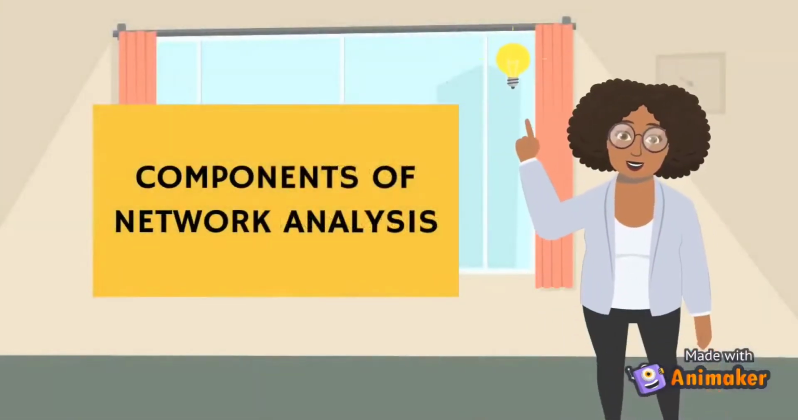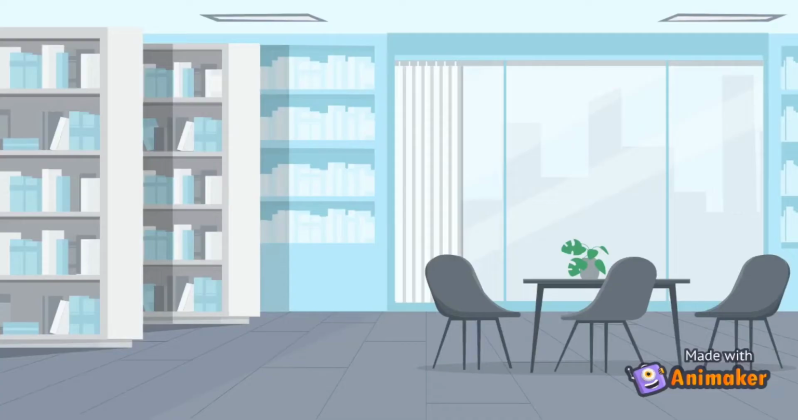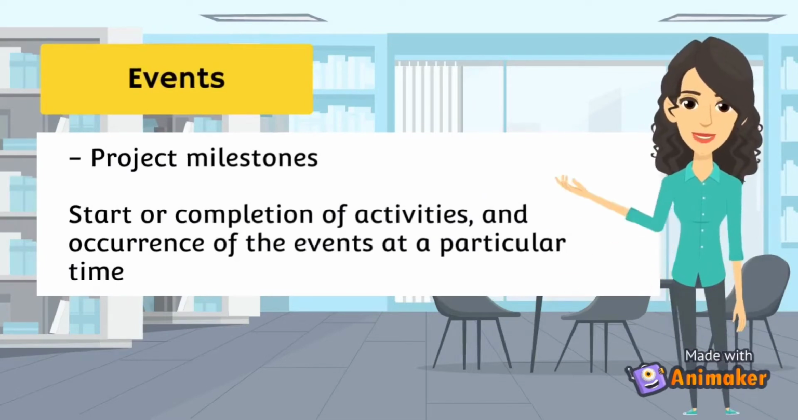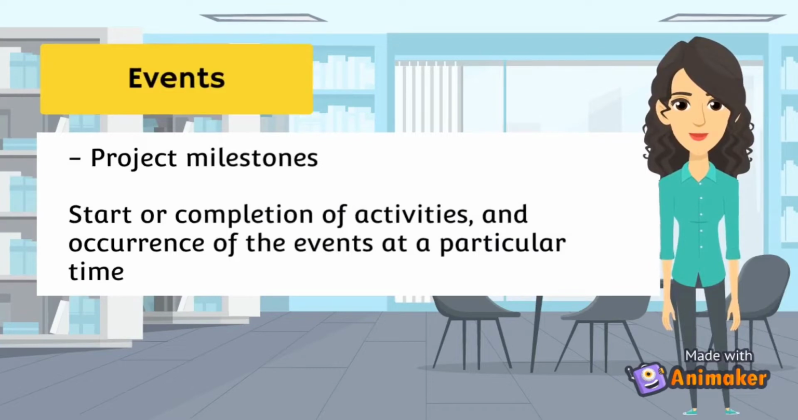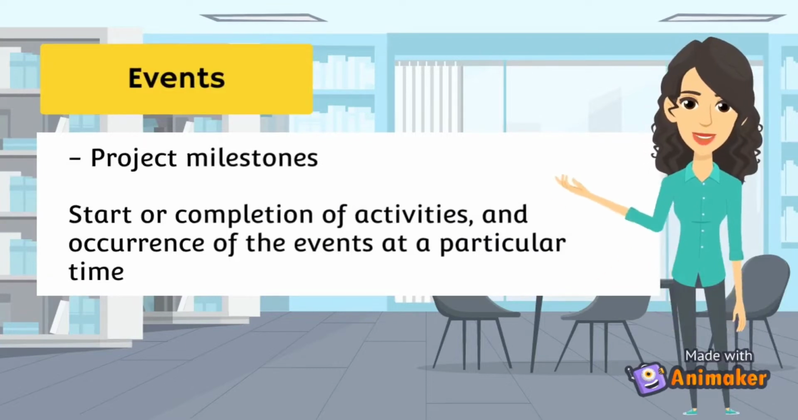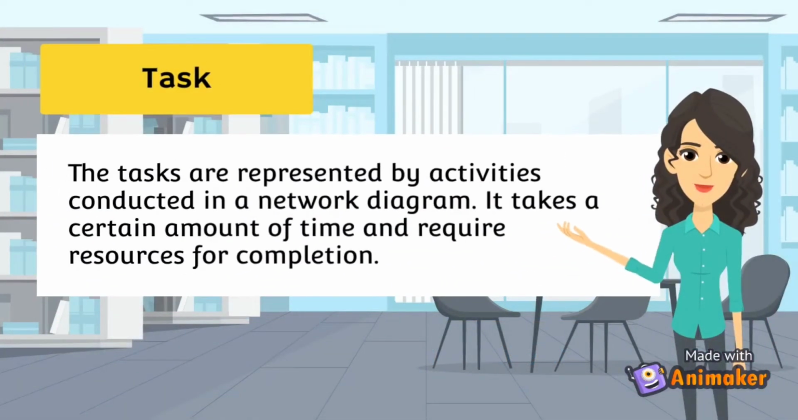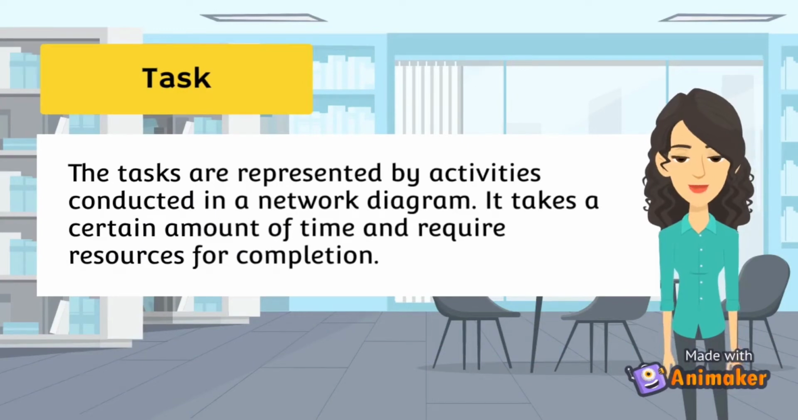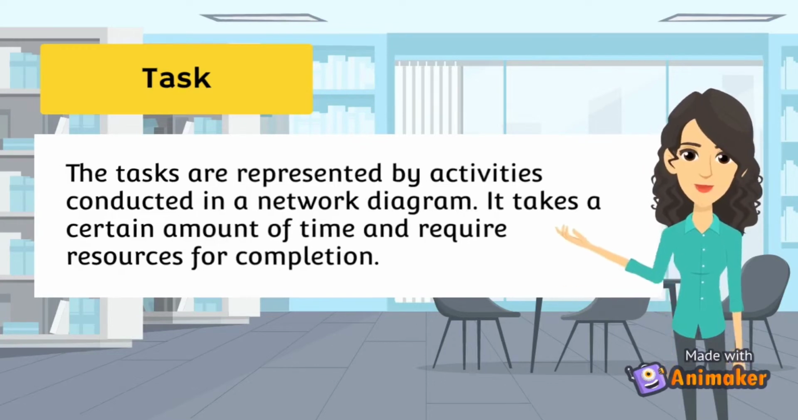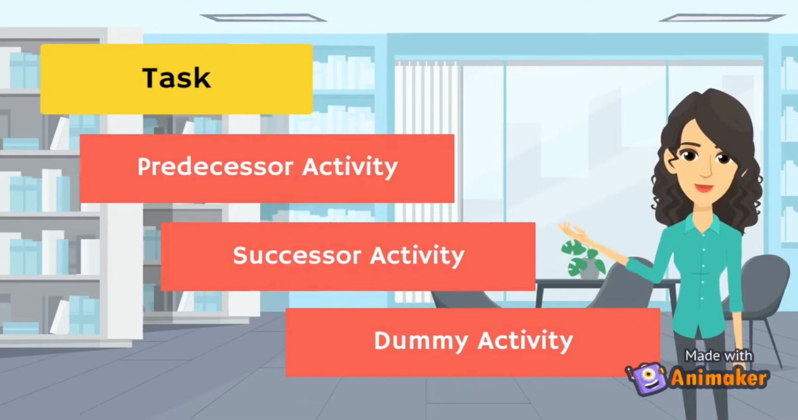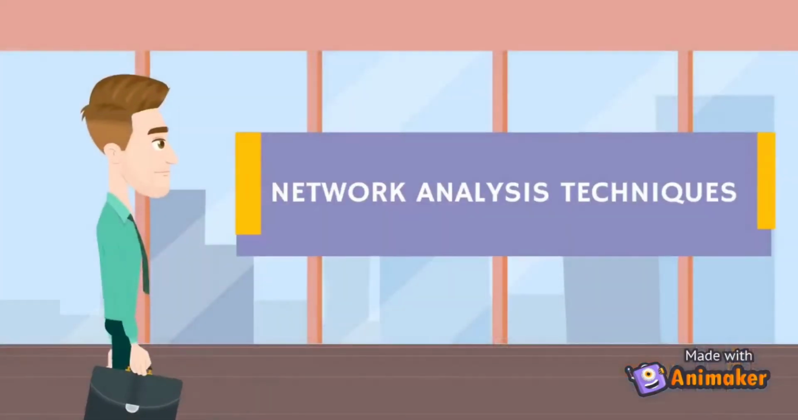Move on to the next part, the components of network analysis. The first one is events. In a network diagram, events represent the project milestone, the start or completion of activities, and the occurrence of events at a particular time. It can be divided into two parts, merge event and burst event. And the second one, tasks. The tasks are represented by activities which are conducted in a network diagram. It takes a certain amount of time and requires resources for completion. It can be divided into three parts: predecessor activity, successor activity, and dummy activity.